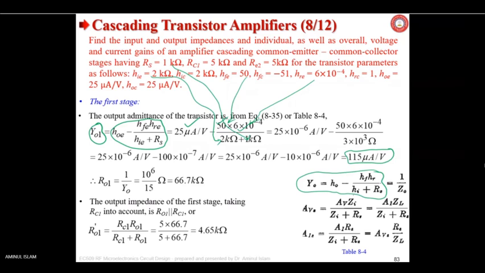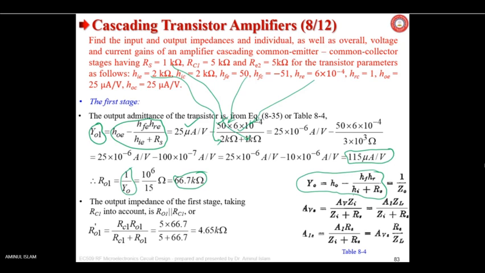So RO1 will be the reciprocal of that. The value is going to come as 66.7 kilo ohm. This is the output resistance of stage 1. Remember, it is the transistor proper, Q1 proper. Why am I saying Q1 proper? RC1 is not considered, RI2 is not considered. Those are external.